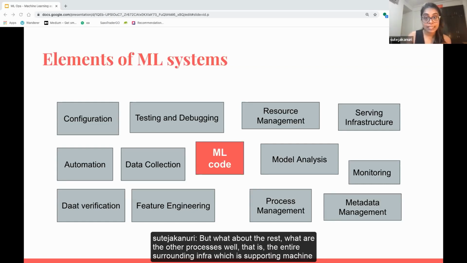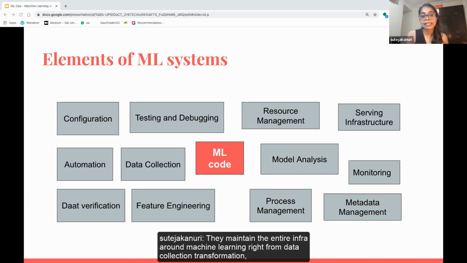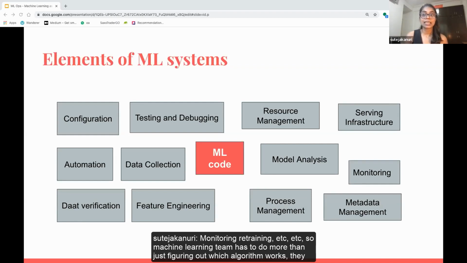But what about the rest? What are the other processes? Well, that is the entire surrounding infra, which is supporting machine learning algorithms and machine learning processes, which is vast and complex. As you see, in reality, a machine learning team does more than just building the models. They maintain the entire infra around machine learning, right from data collection, transformation, feature engineering, A/B test, building in-house tools and frameworks to serve a solution and a particular pattern, monitoring, retraining, etc., etc.